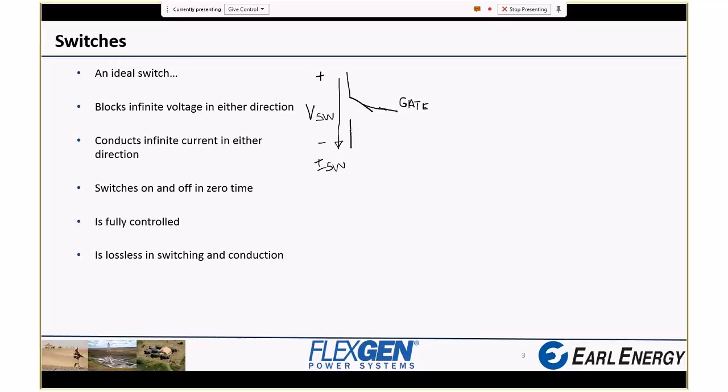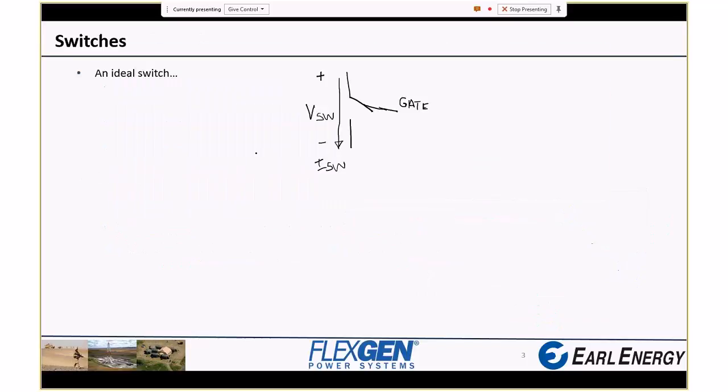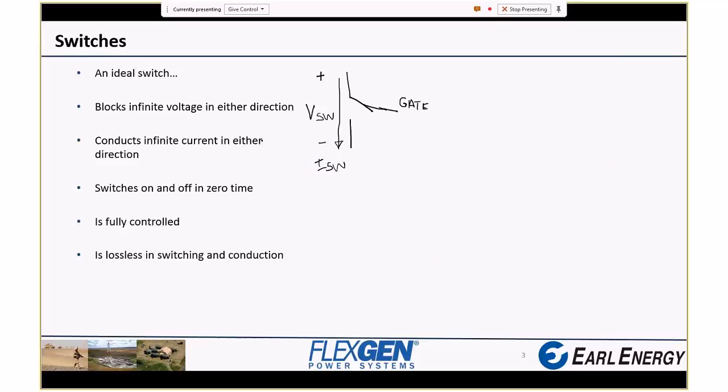That when current is flowing through it, you don't end up with any of these I squared R losses when current is flowing in the device. You don't end up with any V squared over R losses when the device is off. And a little more subtly, this switching on and off in 0 time results in lossless switching for the device. All right, so that's the ideal switch. We'll talk about what we're going to do with it.